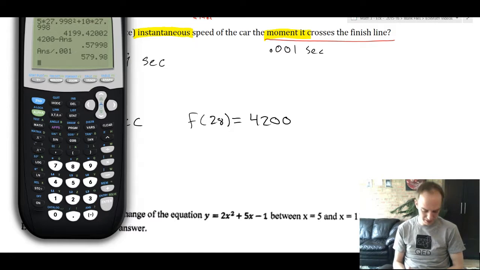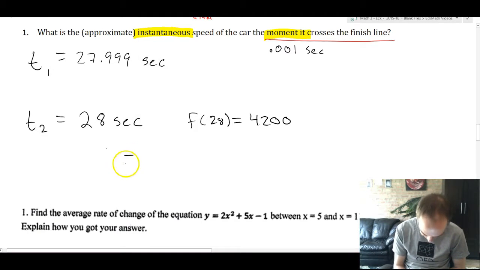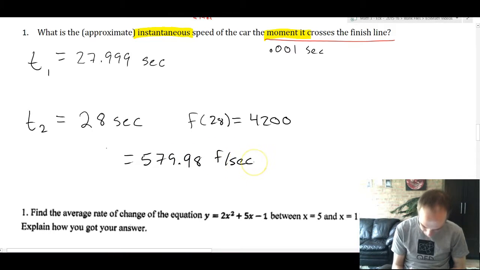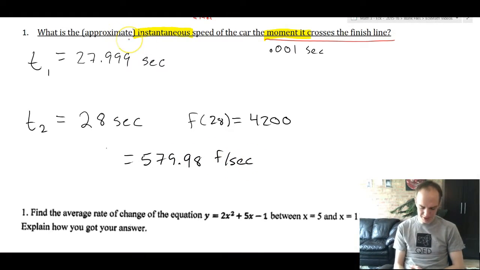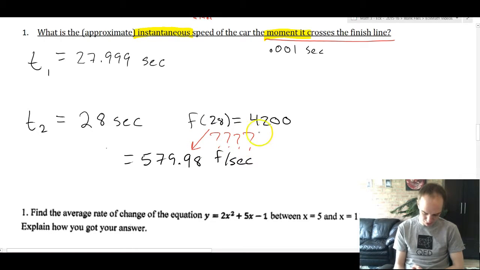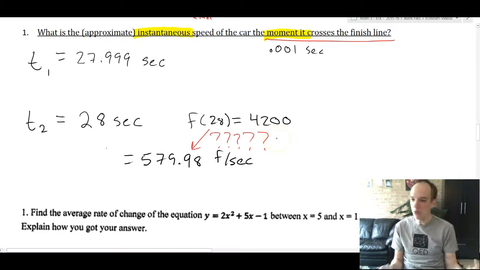So, in theory at least, our average speed is 579.98 feet per second. Notice that, if you just looked at the work on this page, once I clear the calculator away, how the heck did this person get from here to there? Question mark, question mark. There's no way to know.